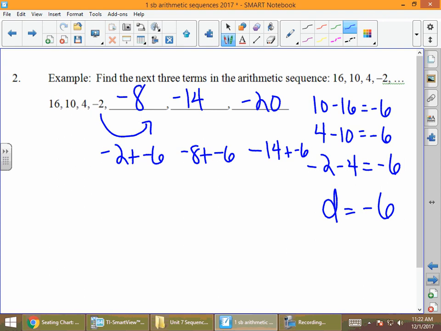If we went to the left, and we didn't have to do that in this particular example here, we would have to subtract. Negative 8 minus a negative 6 better give us negative 2. Negative 14 minus a negative 6 better give us negative 8 when we go towards the left.